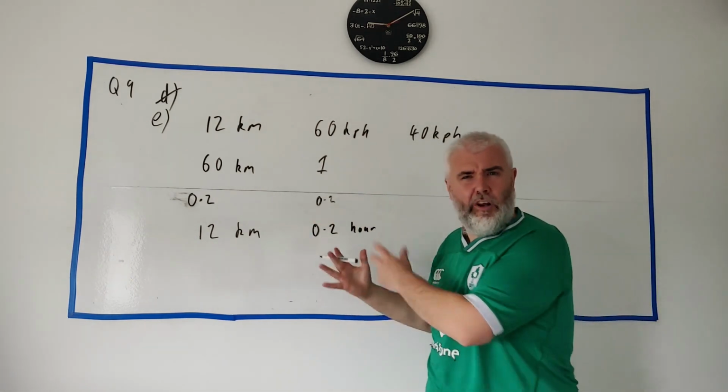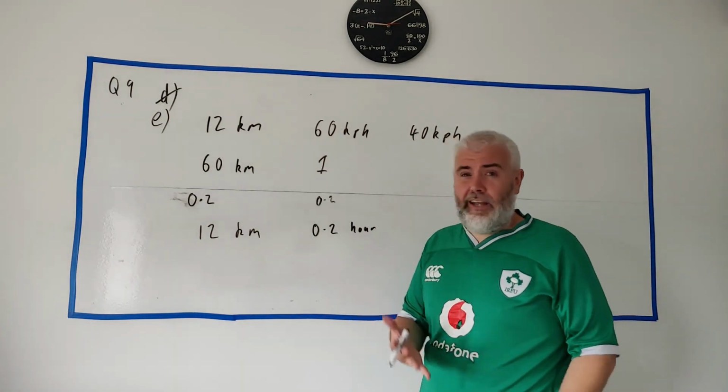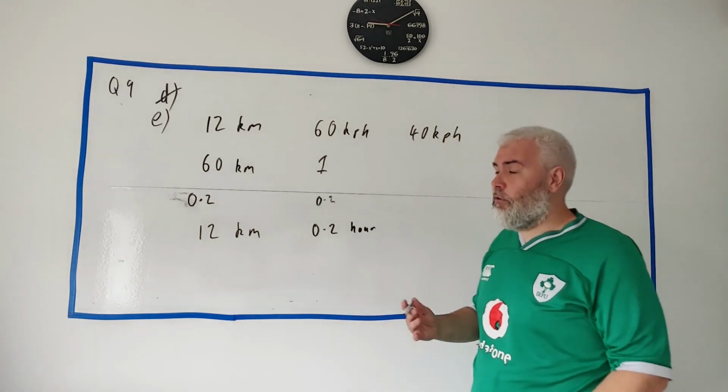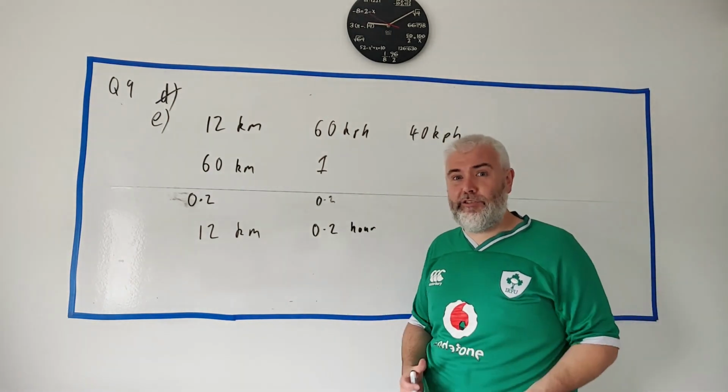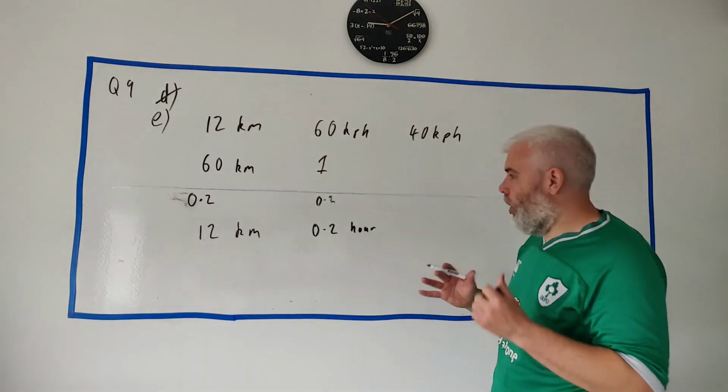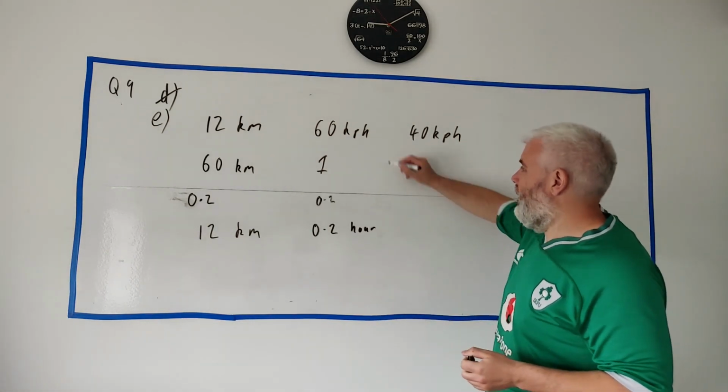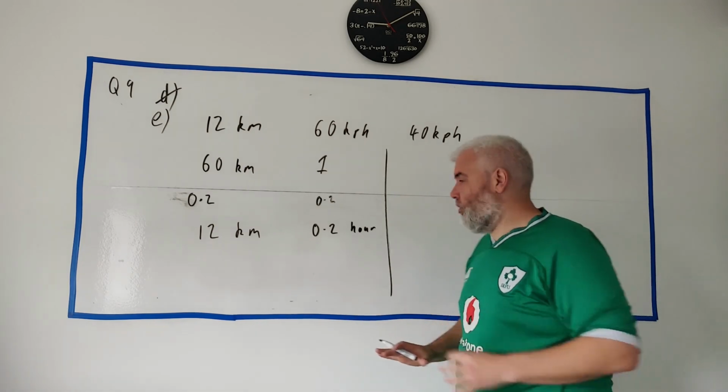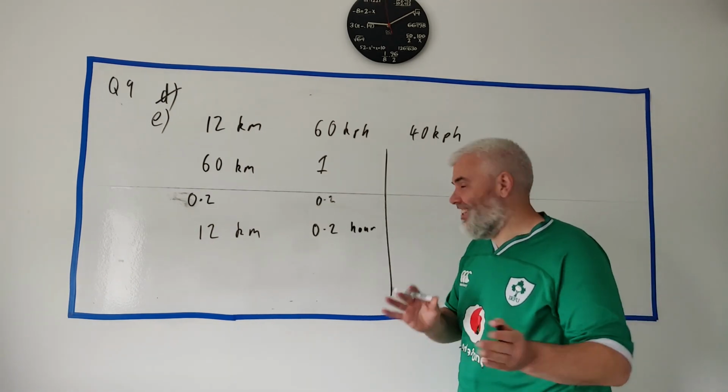So that's how long it would take you to go 12 kilometers at 60 kilometers an hour. Honestly, if you don't like how I do it, do a quick search online: how do I get time from distance? Go back to your Junior Cert books. Hopefully you'll figure it out. There's plenty of stuff online. I don't think I teach it the best.